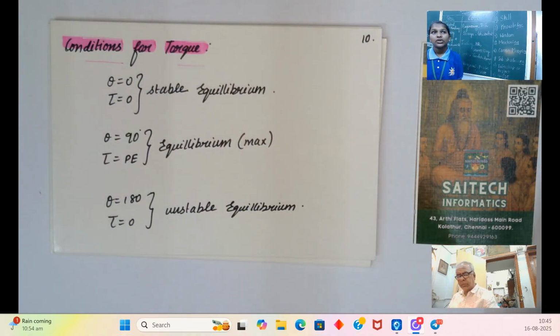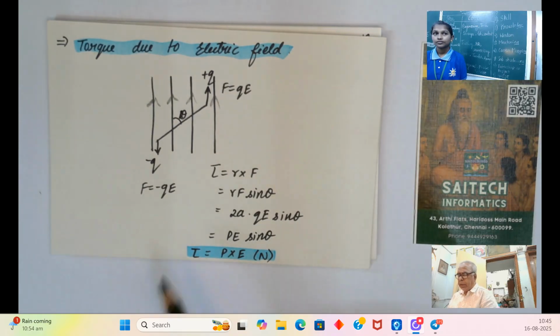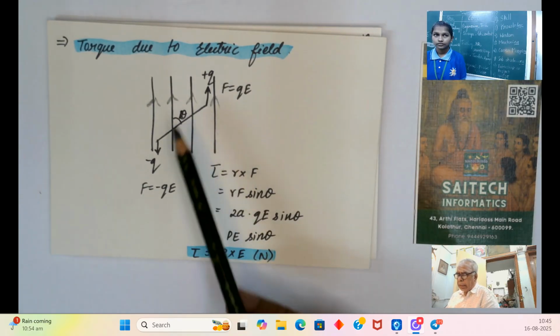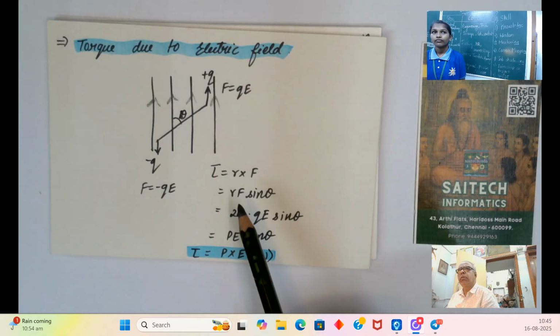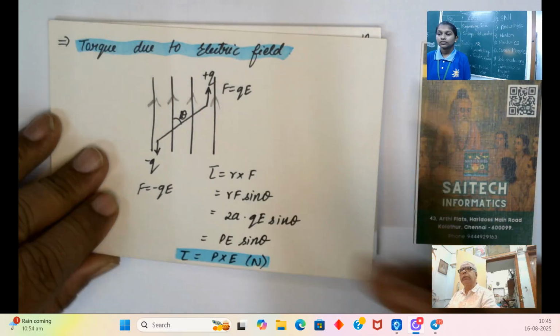Now we'll be seeing about the conditions for the torque. What is your inference from this? When you keep a dipole in an electric field, what happens? Torque acts on it. That is, torque means? Twisting force. Yeah, it will twist like this.